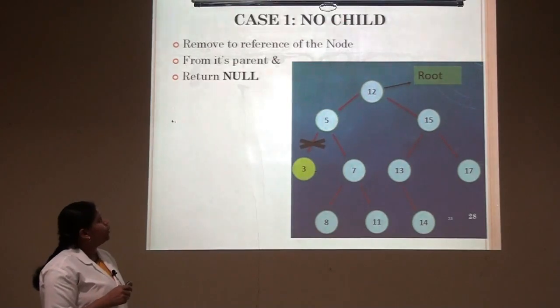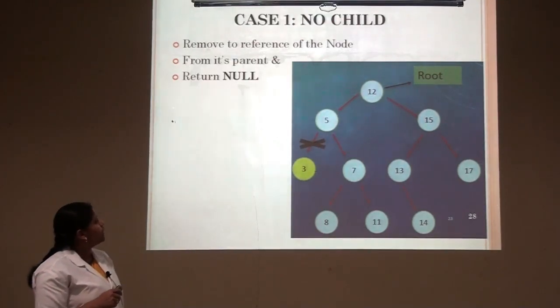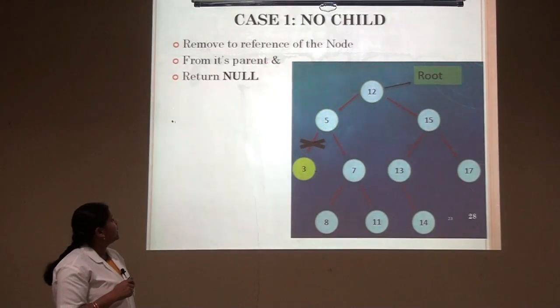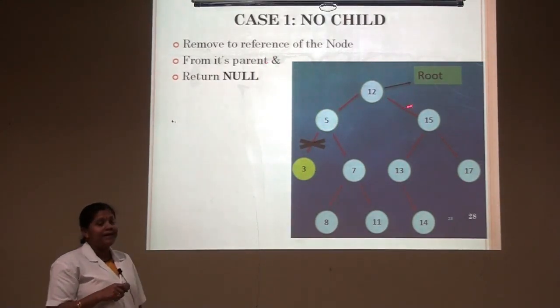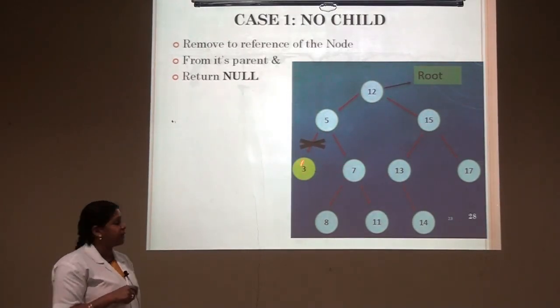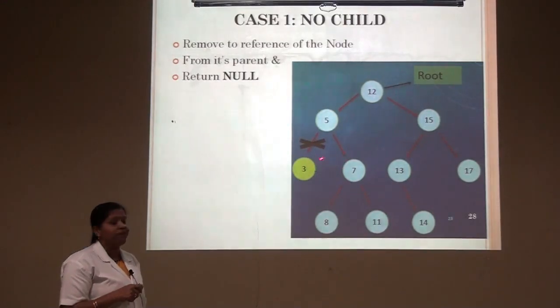Removing case 1, no child. Remove the reference of the node from its parent and return null. For example, in this tree data structure, we are going to delete the node 3. 3 is a leaf node, there won't be any child node here. So deletion can be performed very easily.